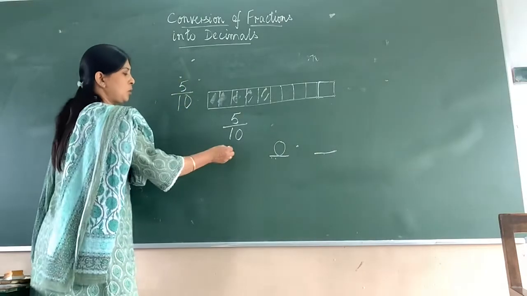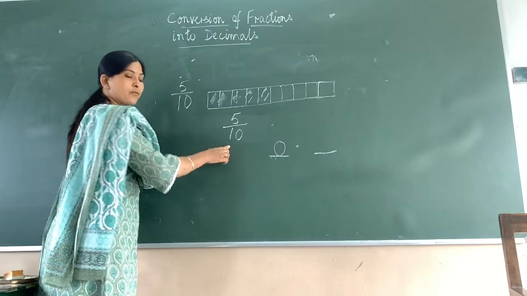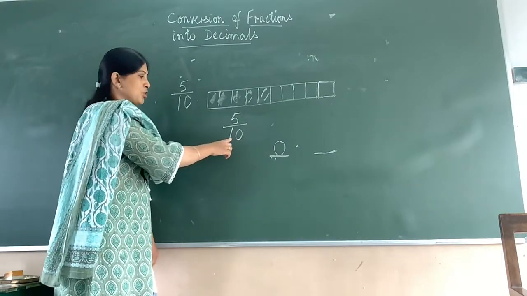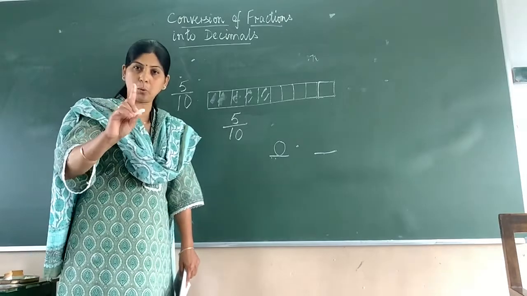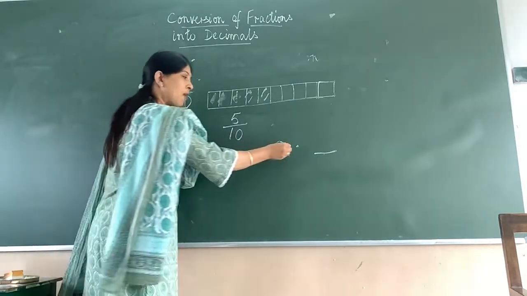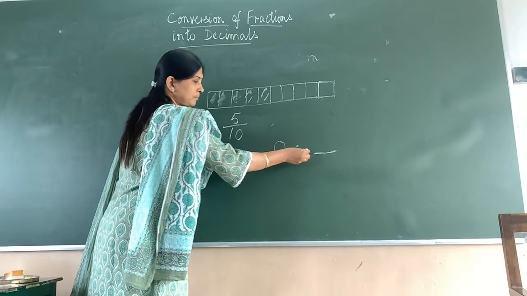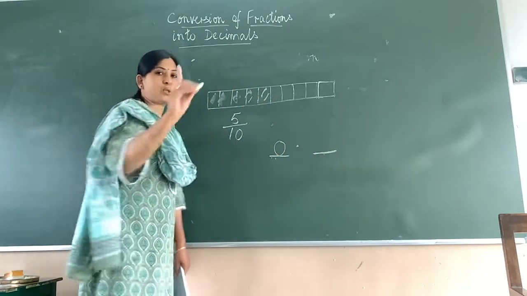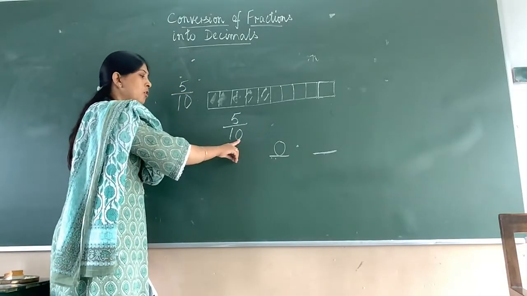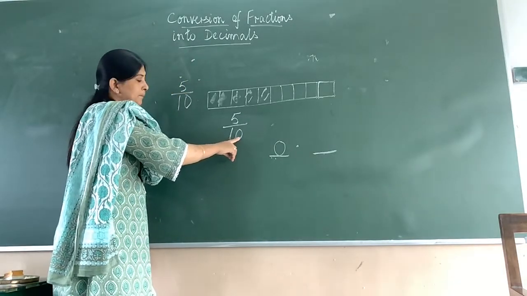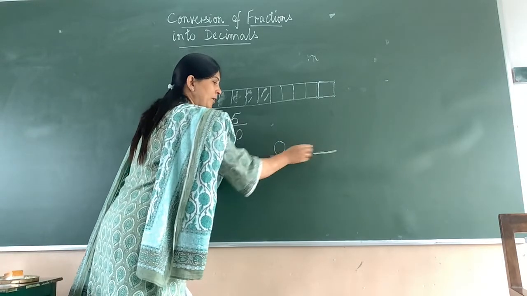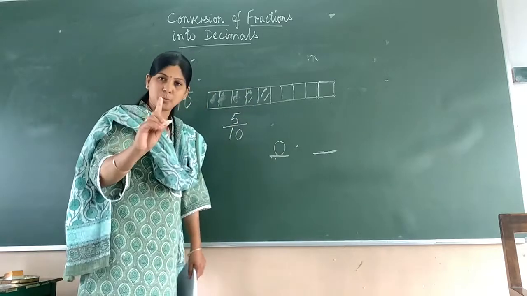Now look at the denominator of this fraction. The denominator is 10. There is 1 which is followed by one 0. That means after the decimal point, only one digit will come. Since there is only one 0 in 10, after the decimal point only one digit will come.